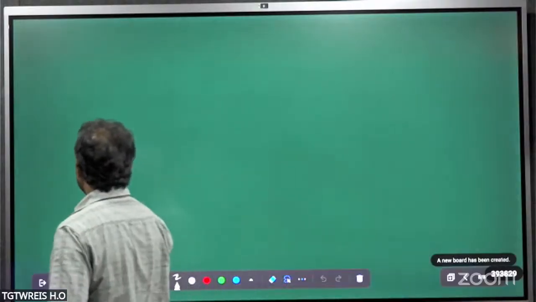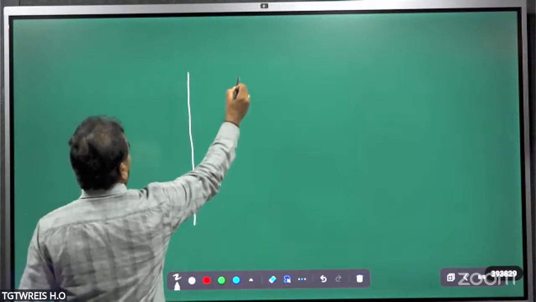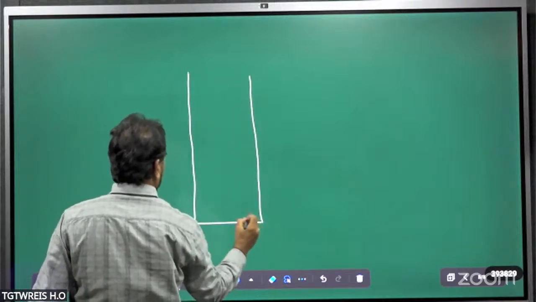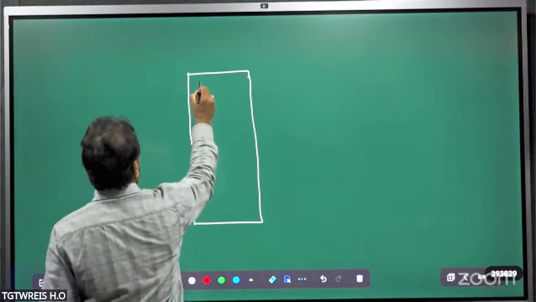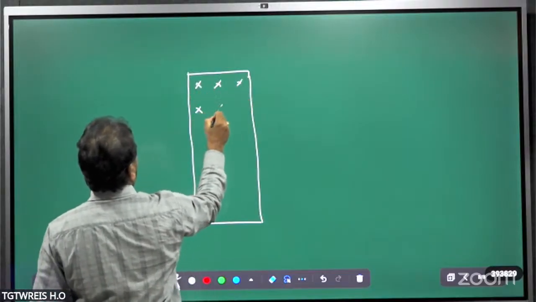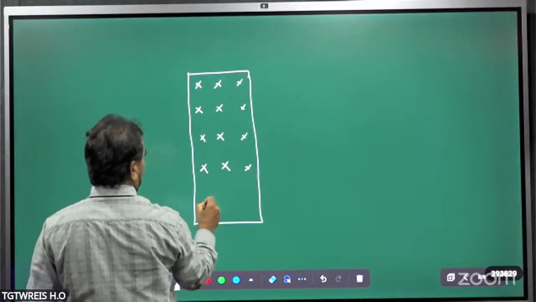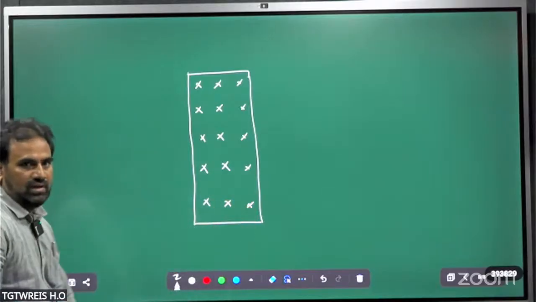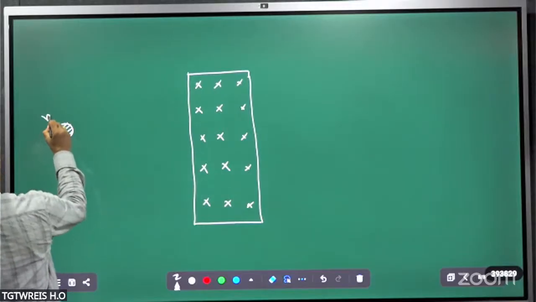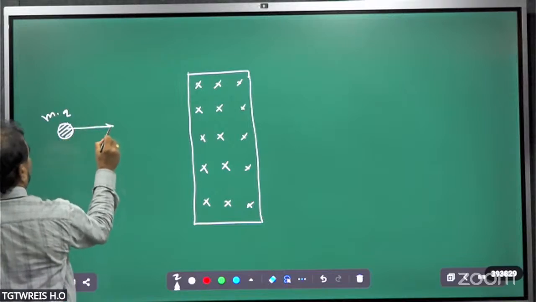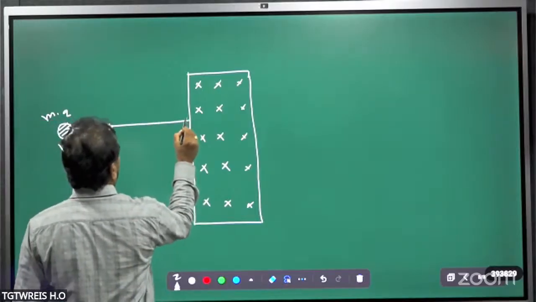Next, look beta. Consider a magnetic field. The magnetic field exists like this, perpendicular to the plane of the paper. And a charged particle is accelerating. This is a charged particle having the mass m and charge q, which is accelerating through a potential difference of V0 and enters into the magnetic field of induction B like this.